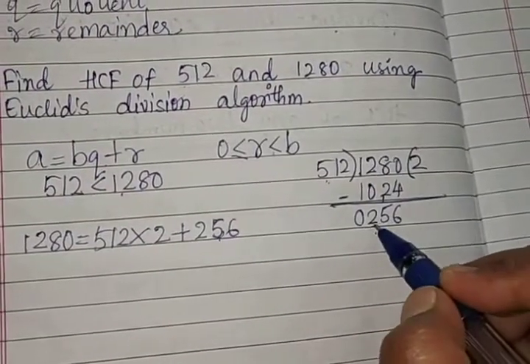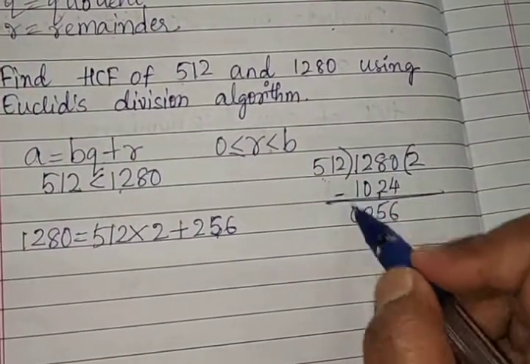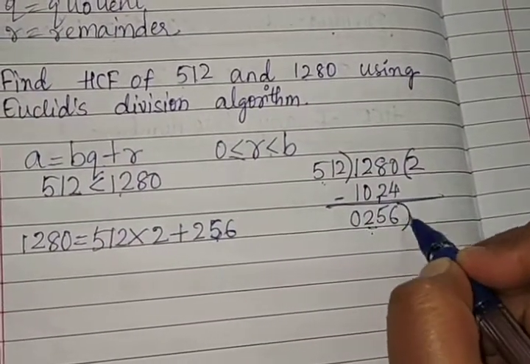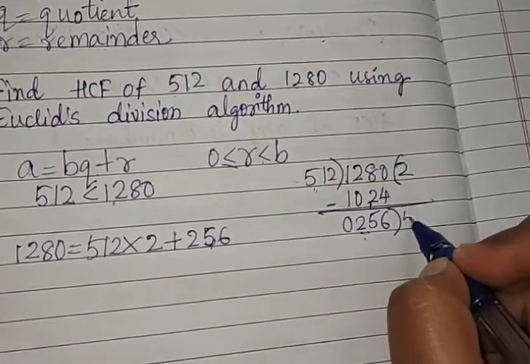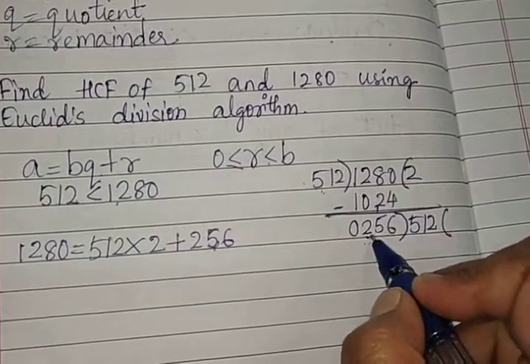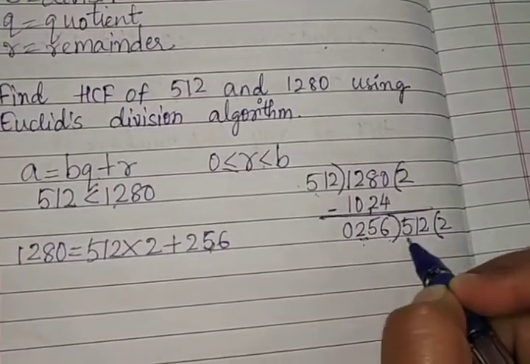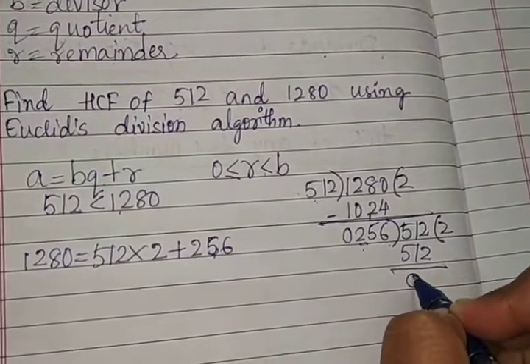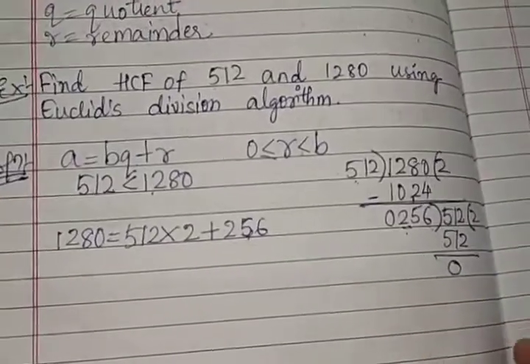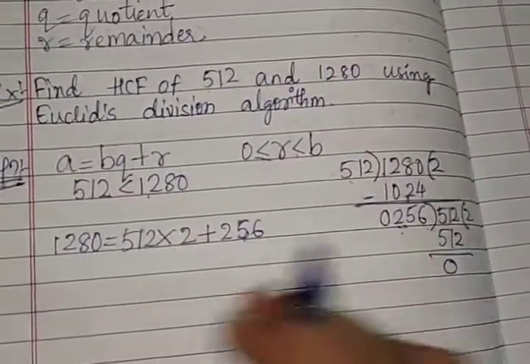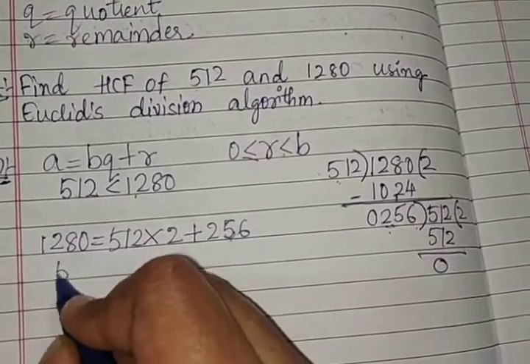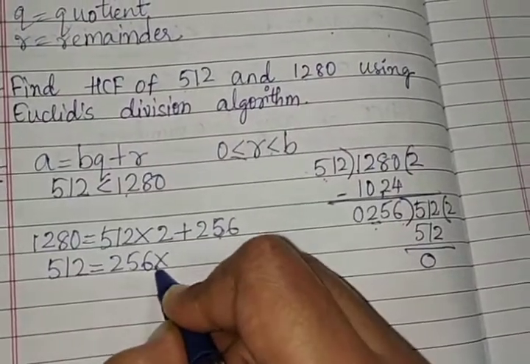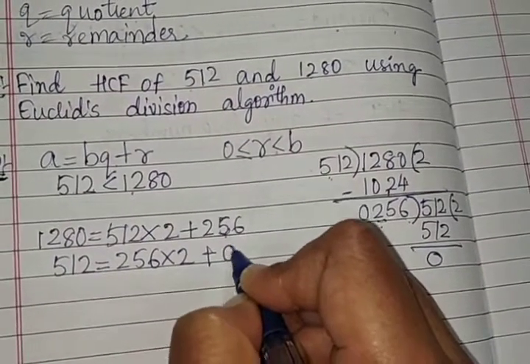How to divide further? Now 256 is the remainder for the first division. We have to take this as the divisor for the next division, and we will divide the previous divisor, that is 512. So 256 twos are 512. If we subtract, the remainder is 0. In two steps itself we have got the remainder 0. Let us write this also as the algorithm: 512 is the dividend for this division and 256 is the divisor, the quotient is again 2 plus the remainder is 0.